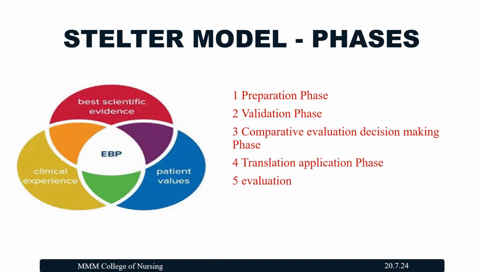Next, phases of the Stetler model. Five phases are there. First one is the preparation phase. Second one is the validation phase. Third, comparative evaluation and decision making. And fourth one is the translation application phase. The fifth one is the evaluation phase.